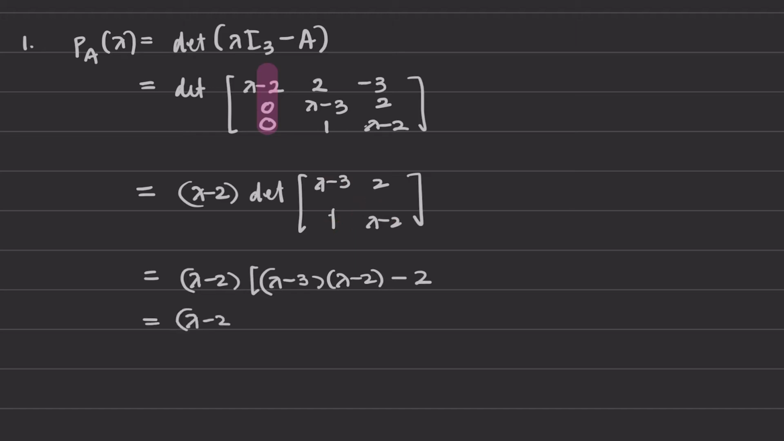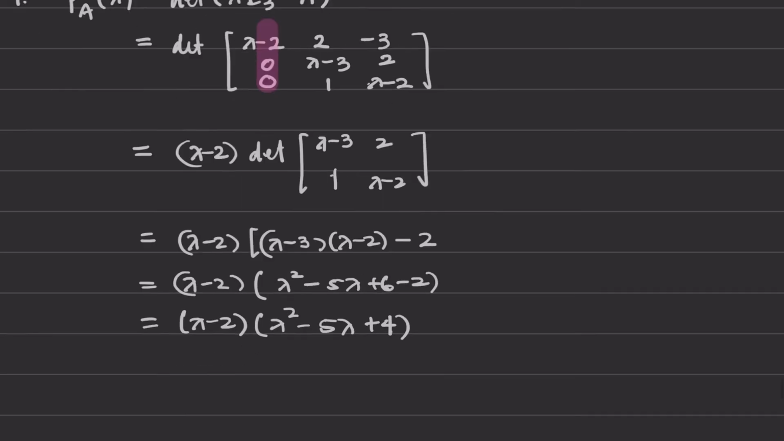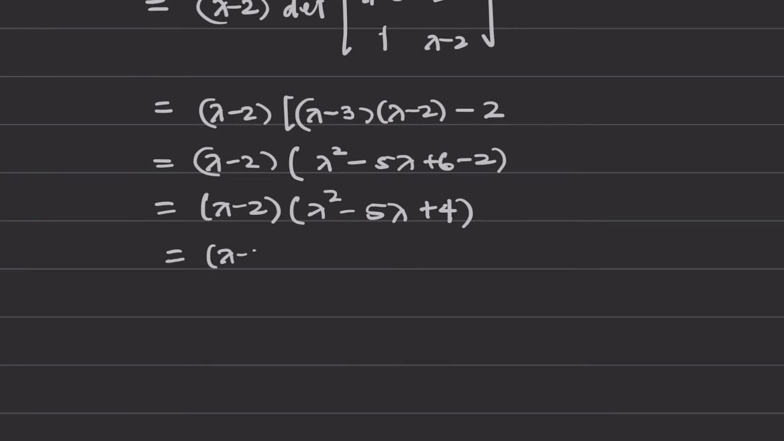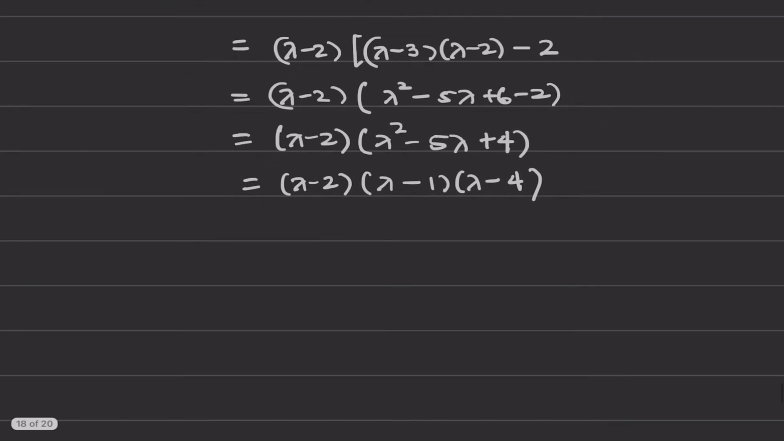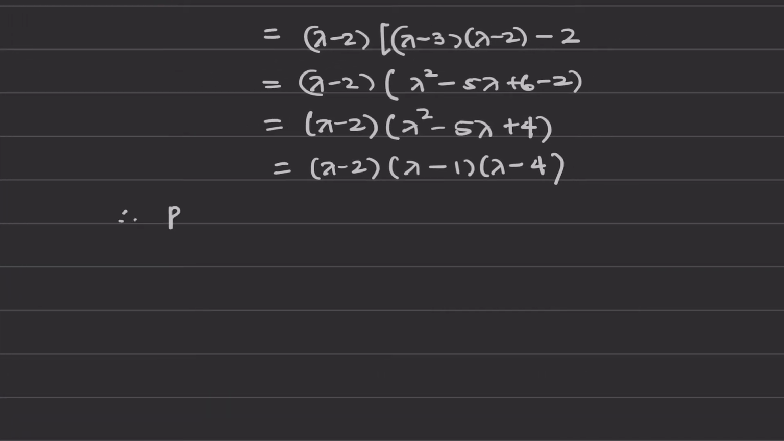Konting beautification na lang dito. So, lambda squared minus 5 lambda plus 6 minus 2. Lambda minus 2 times lambda squared minus 5 lambda plus 4. I believe na factor yan. I think it's lambda minus 1, lambda minus 4. Okay. So, therefore, our characteristic equation for A is this.